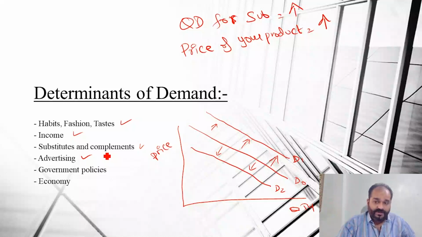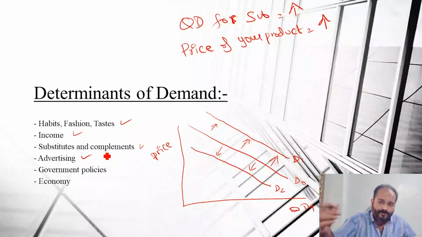Then the next thing that we have is advertising. If you have a very big advertising budget, a very big marketing budget, and you advertise your product to the masses, then your demand curve will go towards the right, or D1. If you do not market your product, on the other hand, if you do not have any advertising budget, your demand curve will go towards the left, because now your product is not going to the masses, it's not going to the public, because of which the demand curve will shift.